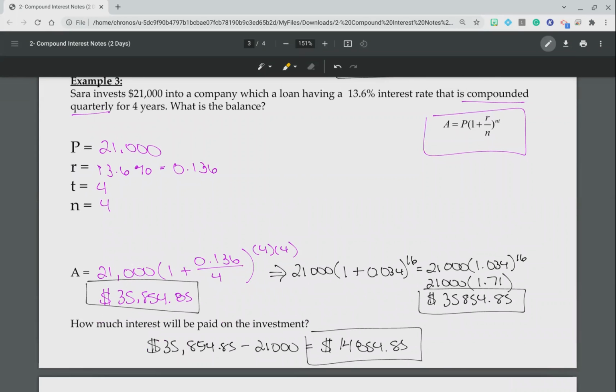All right, so that is how we're going to do compound interest. Again, if you're struggling with your calculator because you don't have a graphing calculator, please make sure you call one of us over to help you figure that out.